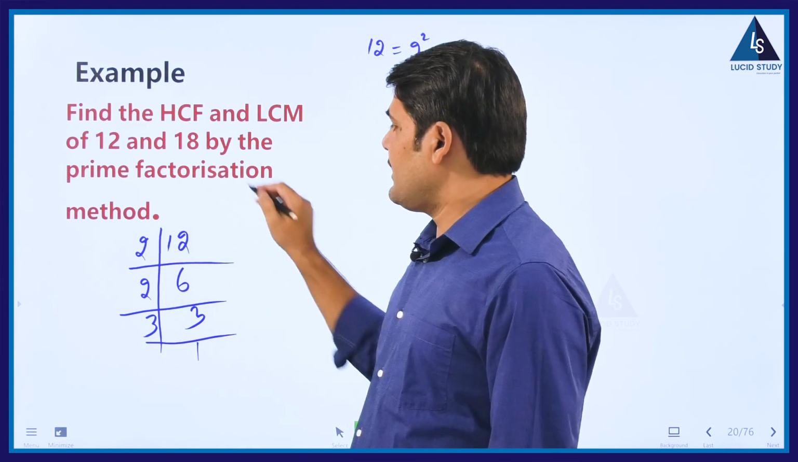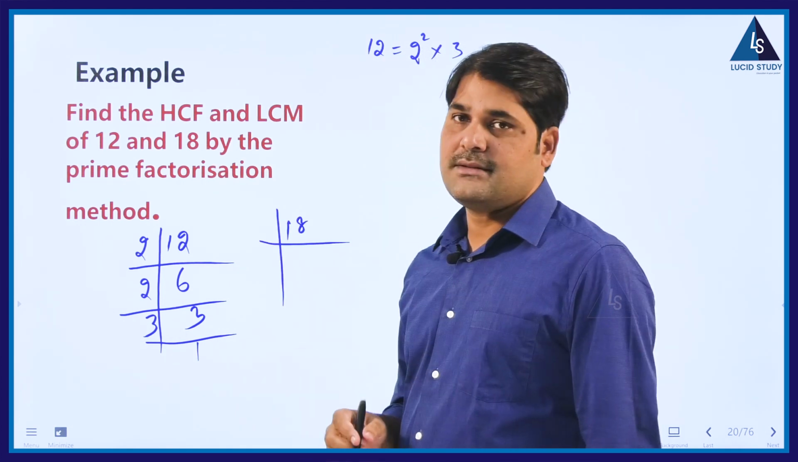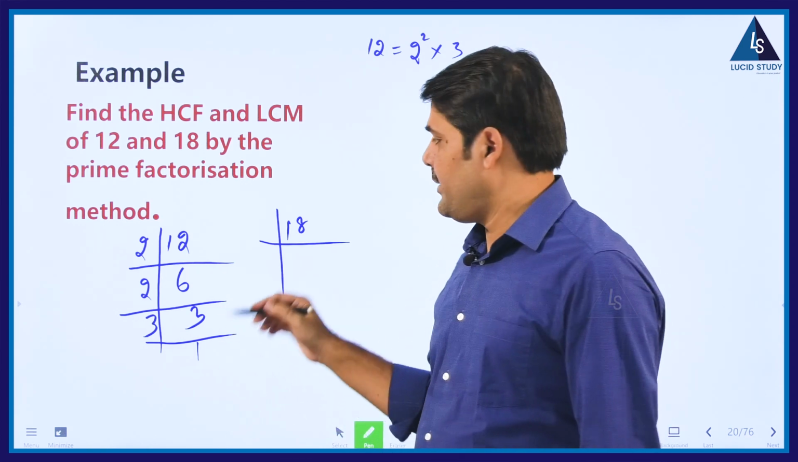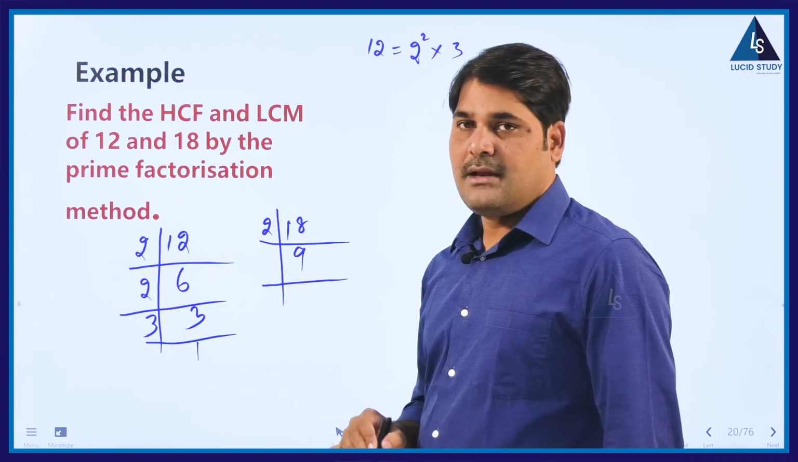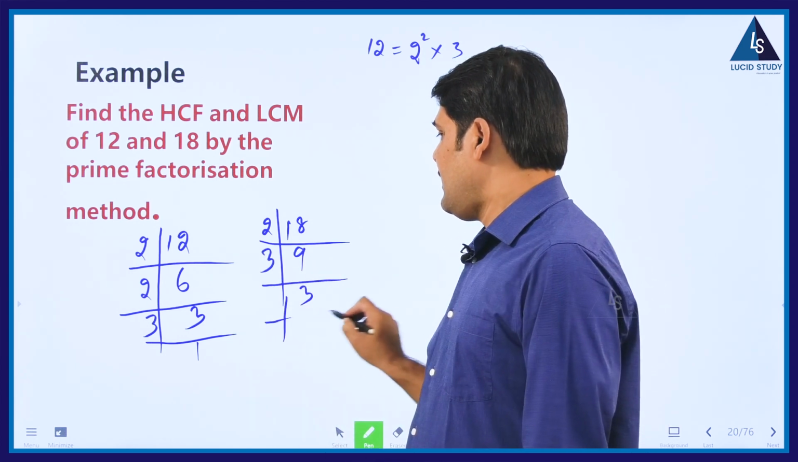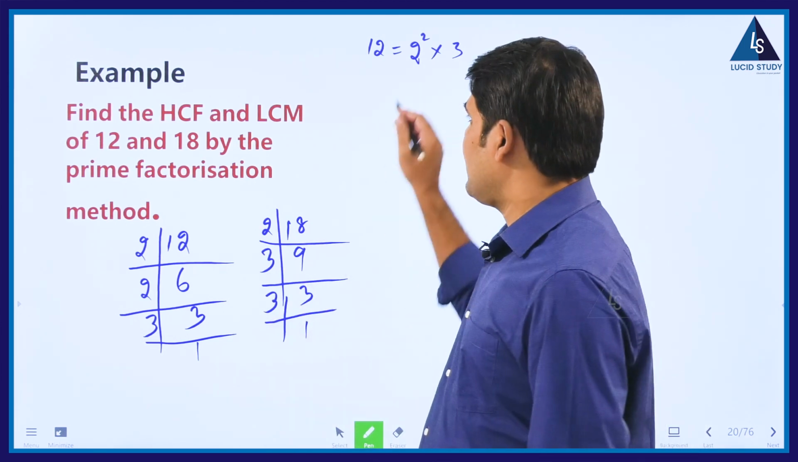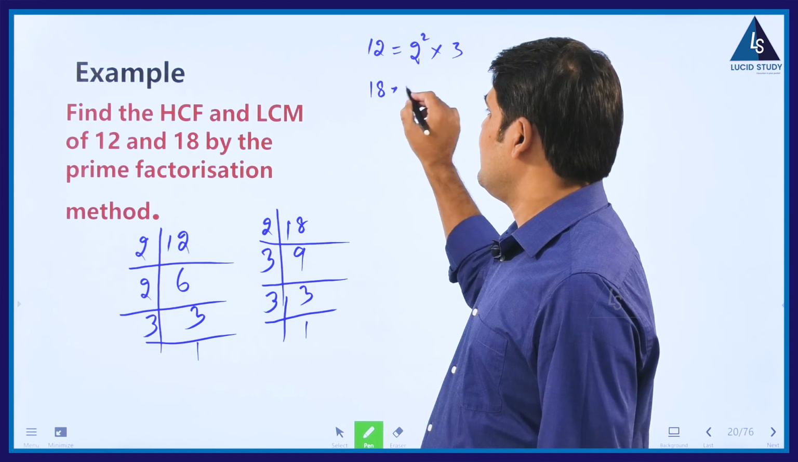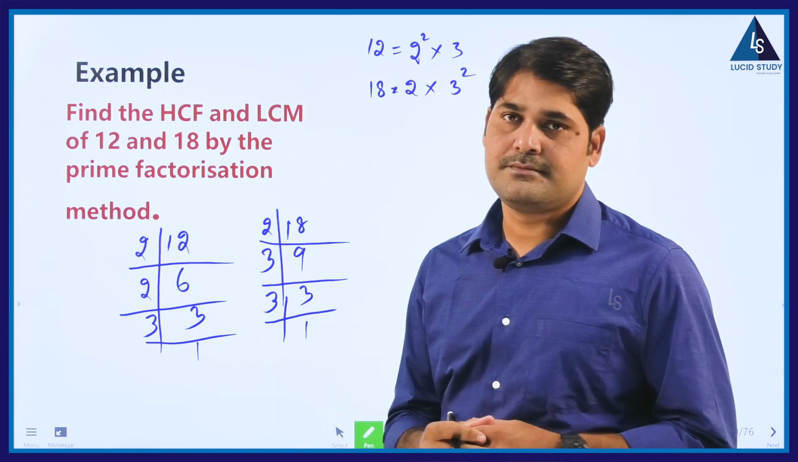Similarly, 18 I will write as prime factors. If I write 18 as prime factors, 18 will be again in the 2 table, so 2 9s are 18. Next, 9 will be in the 3 table: 3 3s are 9 and 3 1s are 3. So how can I write 18? 18 is equal to 2 into 3 square.